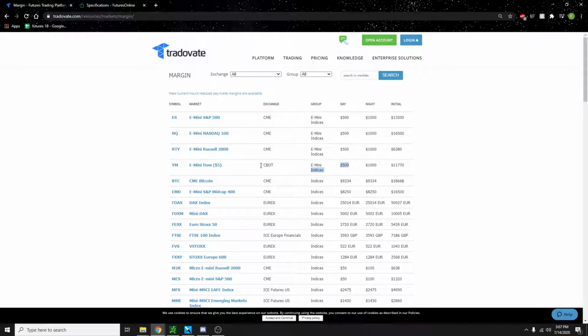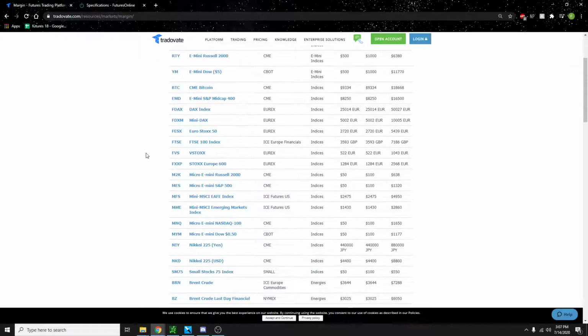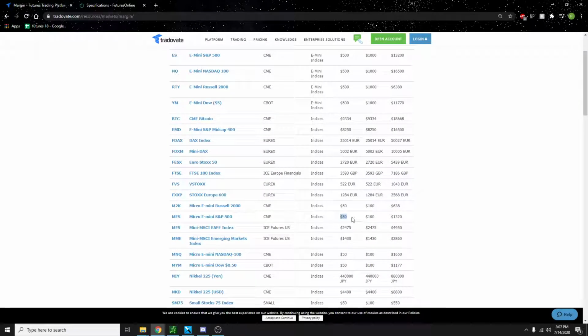Now, these are the full contracts. As you can see, you need 500. But there's also micro contracts. These are 1/10 the size of the full contracts, and these are great for people that don't have that much money to start with. So let's look right over here. As you can see, micro E-mini S&P 500, and look at what it says: $50 day trading margins. That means you need $50 in your account minimum to trade these contracts. So $50, $50 for the Nasdaq.